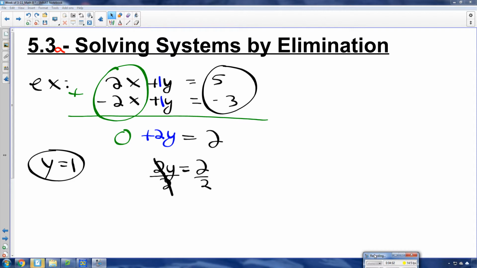And once you have that, I want you to pick one of those equations. I do not care which equation you pick, but for the sake of this video, I'm just going to pick the top one. I'm going to take this equation and rewrite it over here. I'm not doing anything but rewriting this equation.